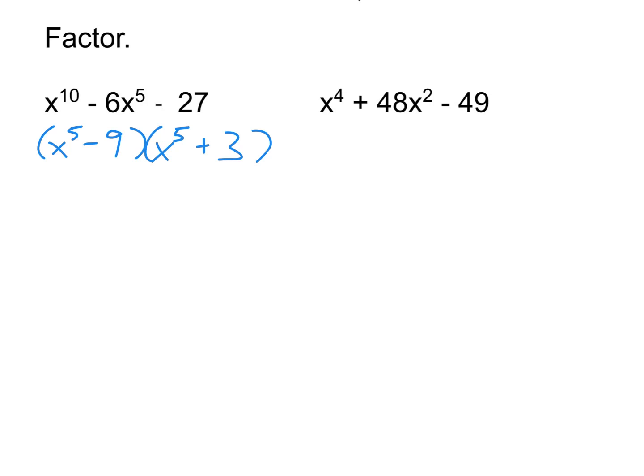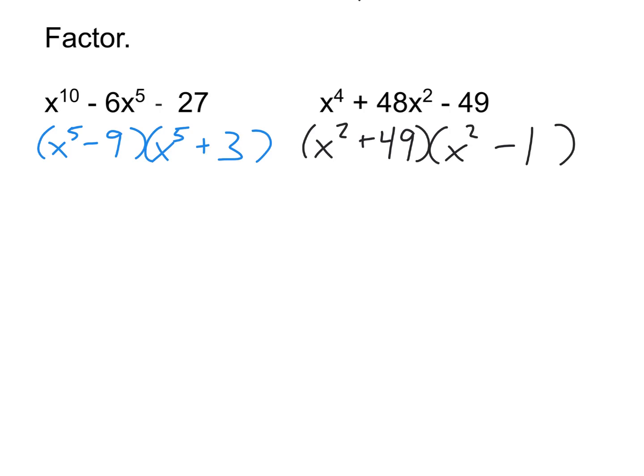Now, on to the second. In this case, since it's x to the 4th and then x squared, each of our parentheses are going to start with x squared. And then I need to see what multiplies to negative 49 and adds to a positive 48. Well, that's got to be the 49 and 1. Oftentimes we have a little blind spot when it comes to the times ones because we're often told to disregard them. But when factoring, we definitely need to keep them in mind. So it ends up giving us x squared plus 49 and x squared minus 1.